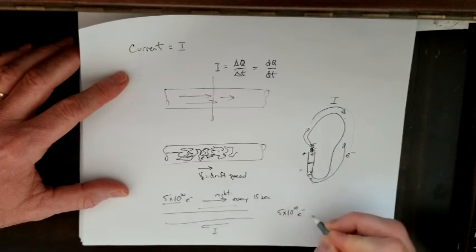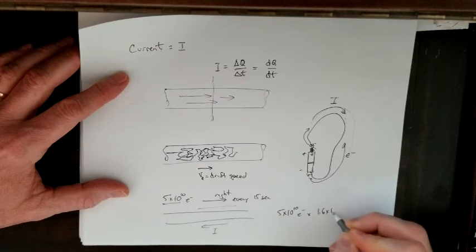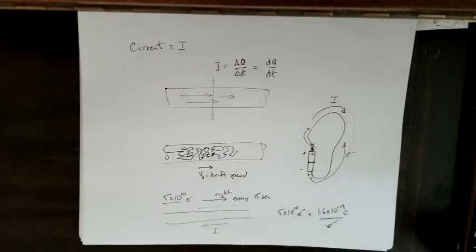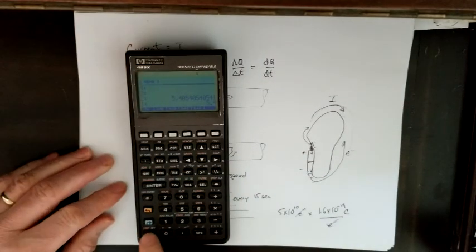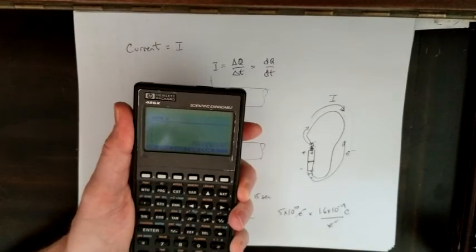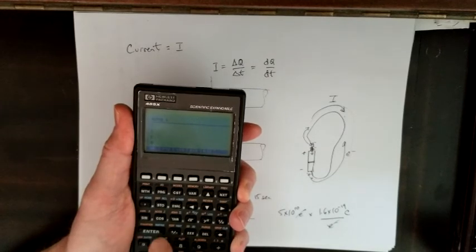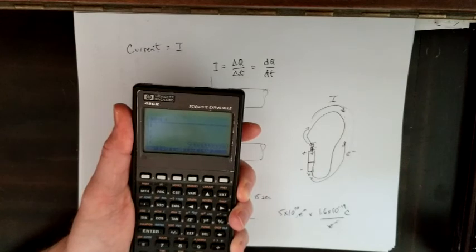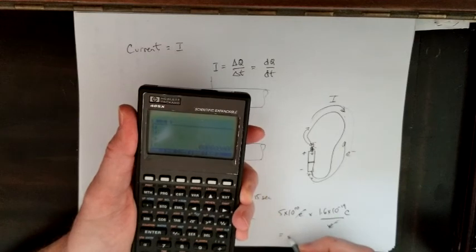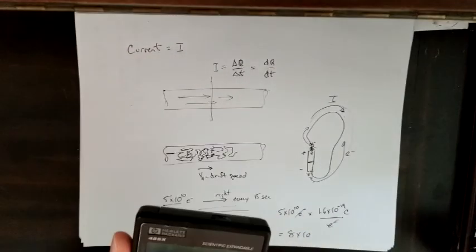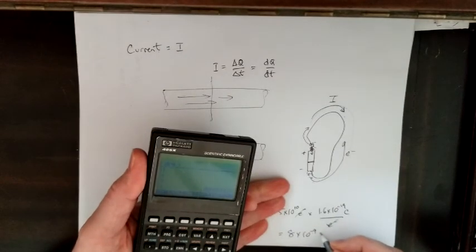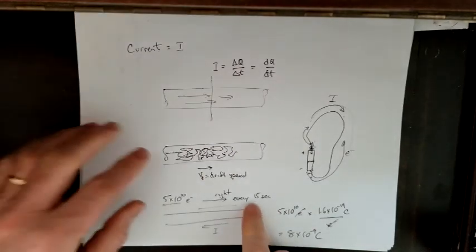5 times 10 to the 10th electrons times 1.6 times 10 to the negative 19th coulombs per electron. Officially, it's not a conversion, but math-wise, it looks a whole lot like one. And so do the little math here. Let's try that again. 5 E10 times 1.6 E negative 19. And so our charge that's passing by is 8 times 10 to the negative 9th coulombs every 15 seconds.